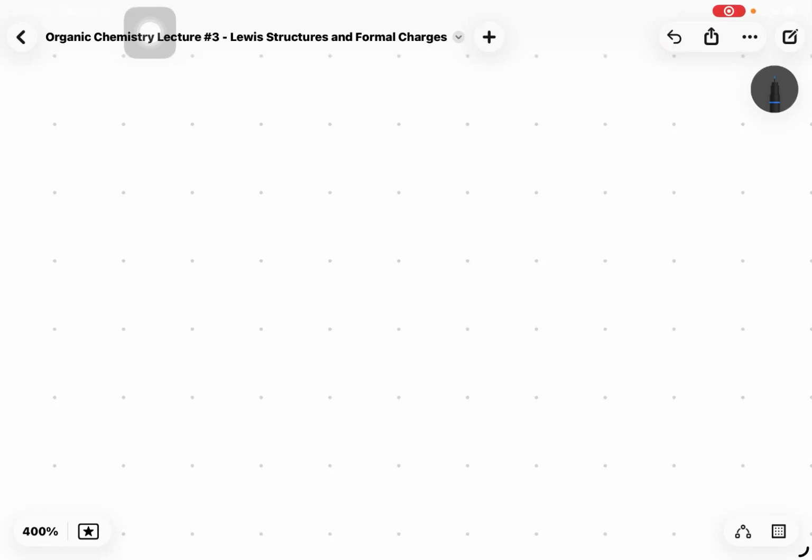Hey guys, in this episode, we'll be learning about a super important basic lesson in chemistry: Lewis structures. Now, what are Lewis structures? They're basically the representations for molecules that we commonly see all around the place. Like for methane, it would be like this.